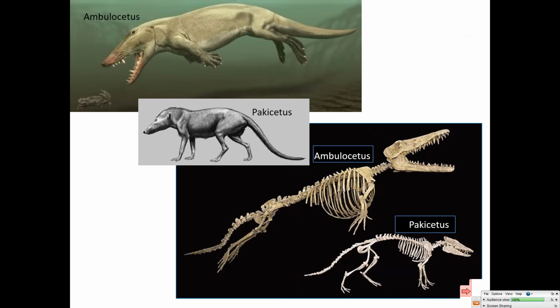So, for example, let's look at Pachycetus in the bottom right-hand corner here. That's the skeleton of Pachycetus. This is an artist's depiction of what Pachycetus might look like. Now, this is an ancestor of the whale, so it's a terrestrial mammal. You can see, like other terrestrial mammals, its forelimbs are connected to shoulder bones, which are connected to the spine, and the hind limbs are connected to the hips, which are connected to the spine, so it can support its body mass under the force of gravity.